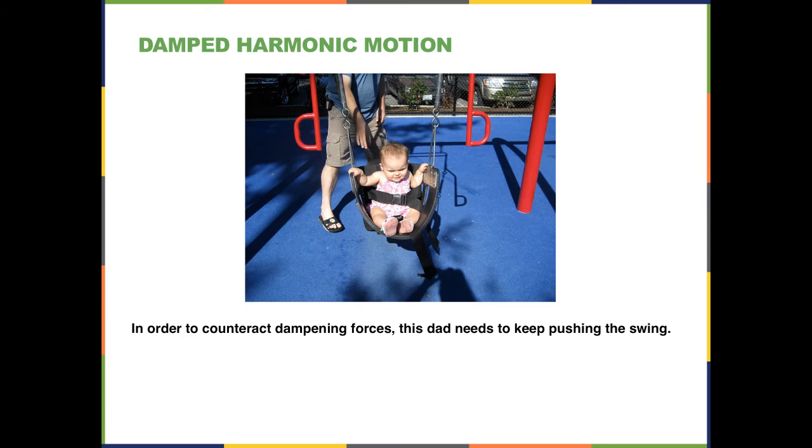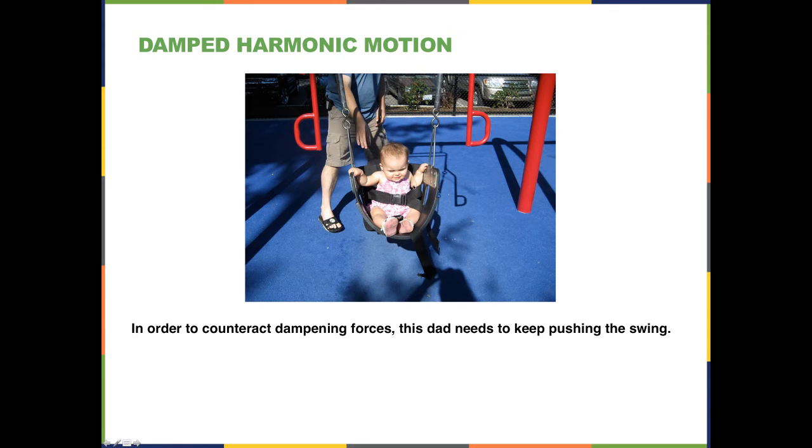Now, as you well know, the real world does not continue in simple harmonic motion without any interference. The real world consists of forces that counteract the original force that occurs, and these forces are known as dampeners or dampening forces. And what we're going to talk about now is damped harmonic motion. This is a picture of a child, and in a perfect pendulum, no intervention would have to be taken, because this would continue to swing back and forth.